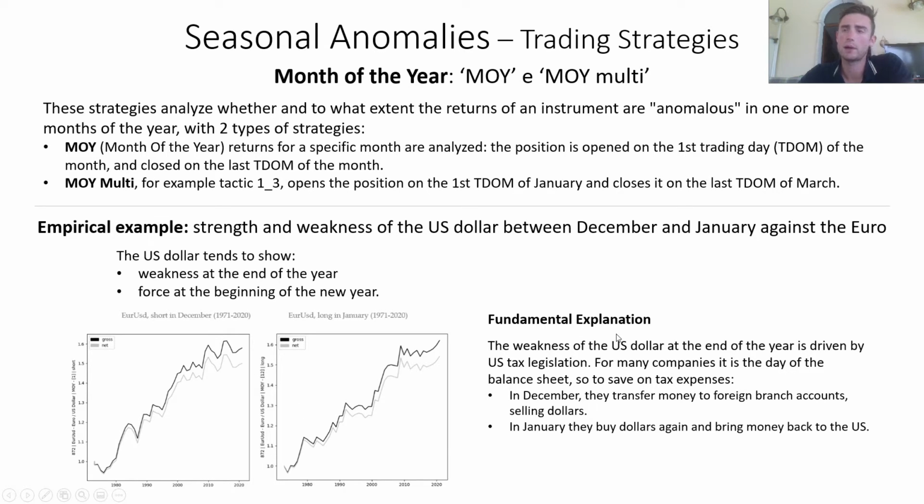The fundamental explanation, which is important to understand why there are anomalies, is that the weakness of the US dollar at the end of the year is driven by US tax legislation. For many companies, it is the day of the balance sheet. So, to save on tax expenses, in December they transfer money to foreign branch accounts, selling dollars. Then in January they buy dollars again and bring money back to the US.